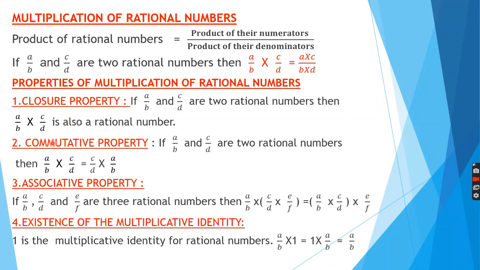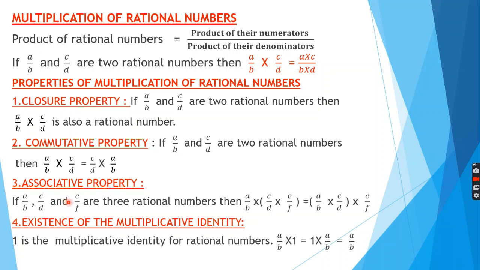Next one is the commutative property. We know that if you multiply two rational numbers in any order, the answer is the same. That is, a by b into c by d is equal to c by d into a by b.